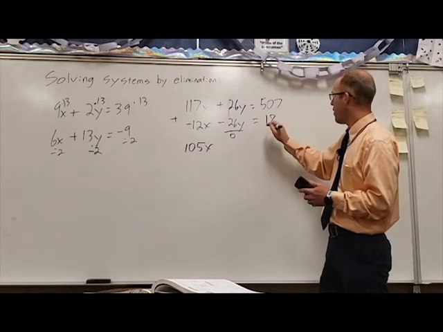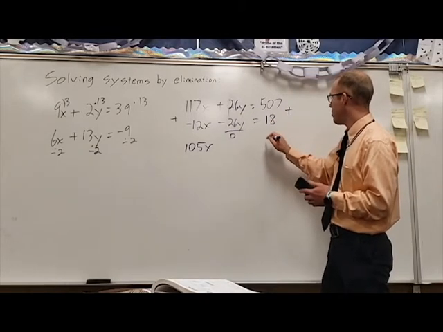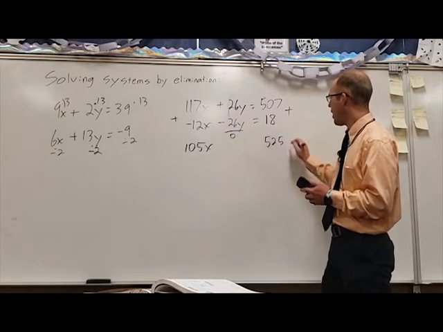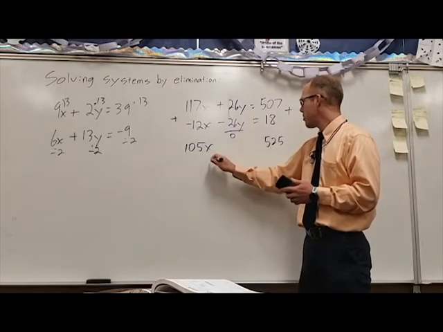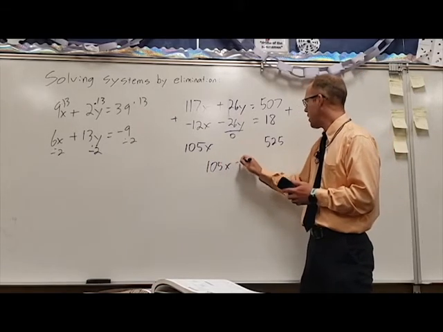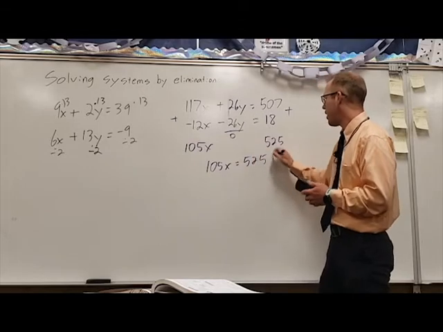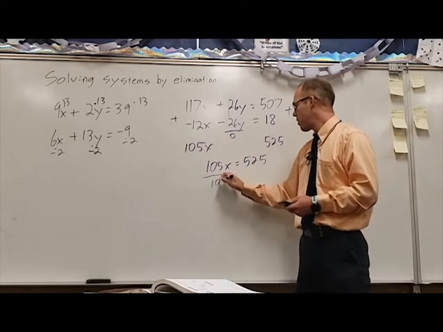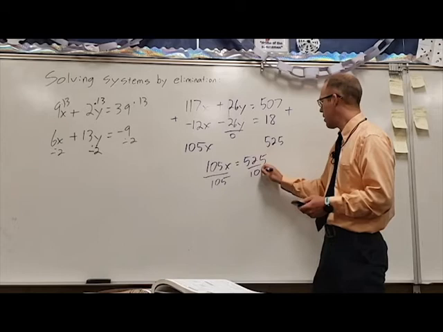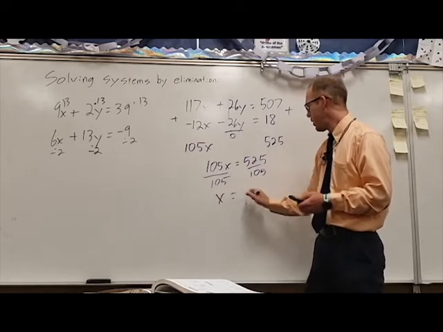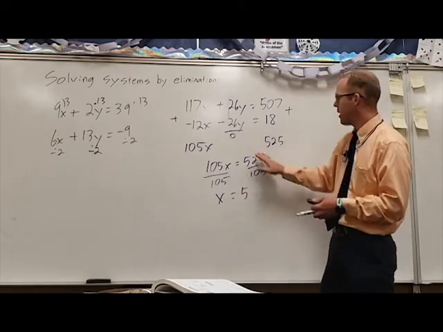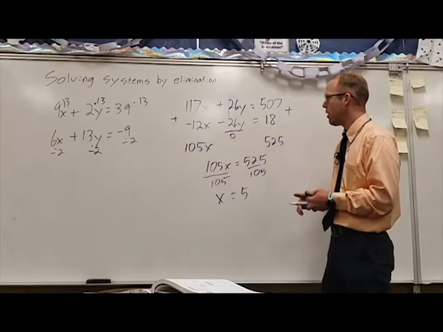And over here, 507 plus 18 gives me 525. So our new equation is 105x equals 525. Let's divide that by 105, and we get x equals 5. Awesome. Big numbers, no big deal. We can plug them into the calculator.